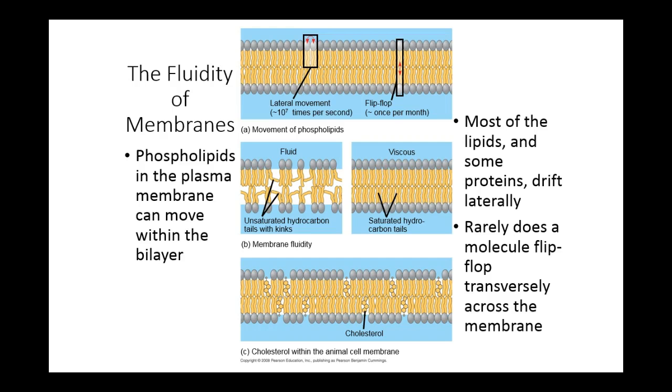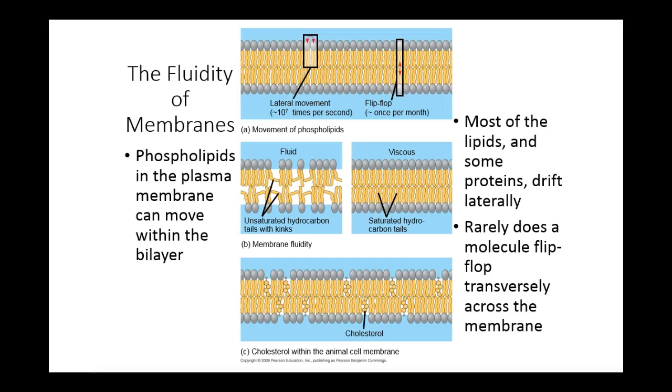So you have lateral movement, which is very quick. Flip-flops happen about once a month. You can have some fluid movement where you have saturated and unsaturated fatty acids. You find these unsaturated membranes in fish. Not because they're in the water, but it helps them adapt to their environment. I guess it is because they're in the water when you think about it. And then you have very viscous membranes if you have saturated fatty acids, viscous meaning thicker.